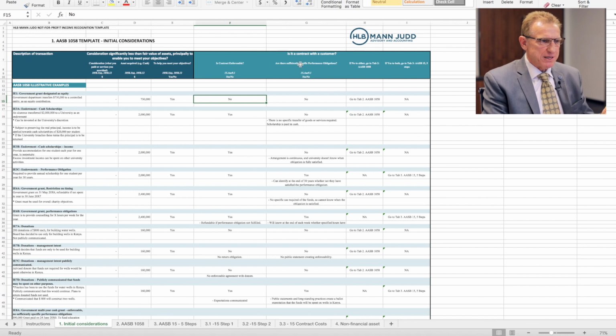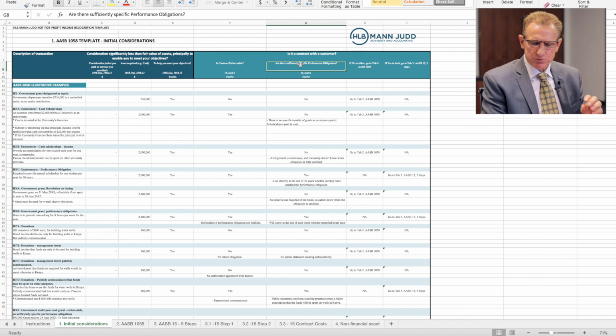The second column here, are there sufficiently specific performance objectives? That's one of the real judgment areas of this standard. It's going to be quite difficult for a lot of people. What we've done in the HLB template is pre-fill a copy of the template with a lot of the examples that are in both accounting standards, so that you can see how the accounting standards board uses their judgment to work out whether something is sufficiently specific.